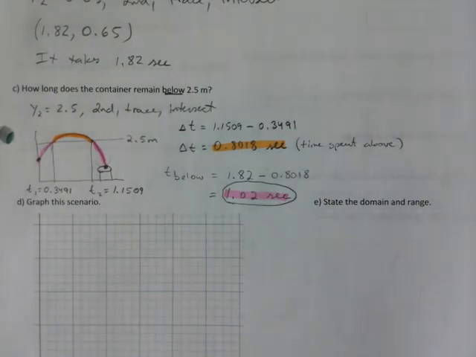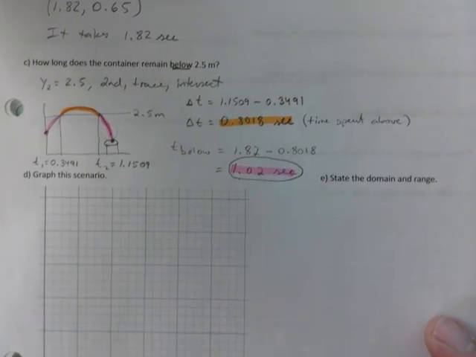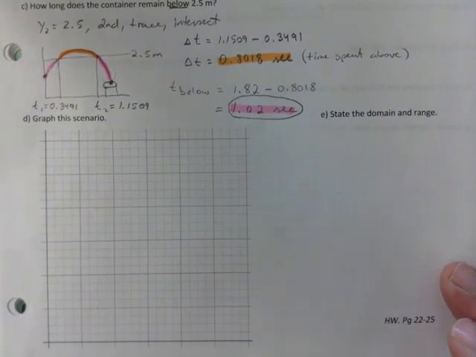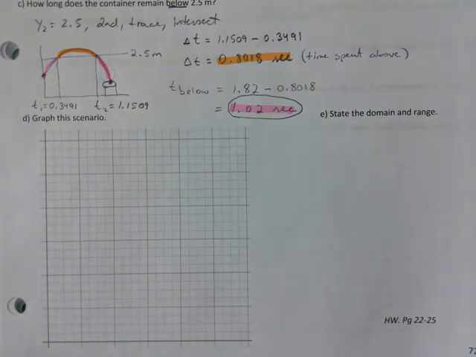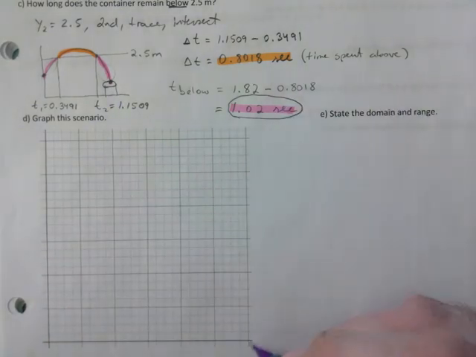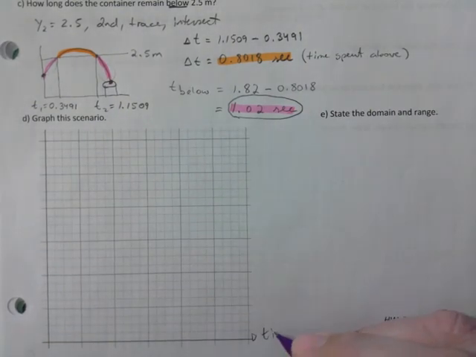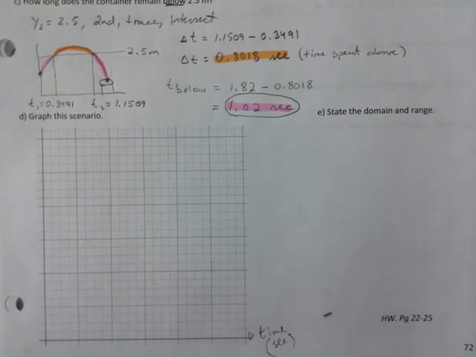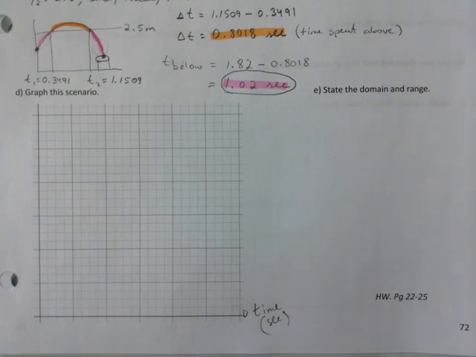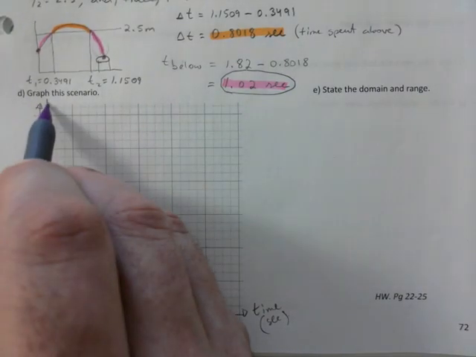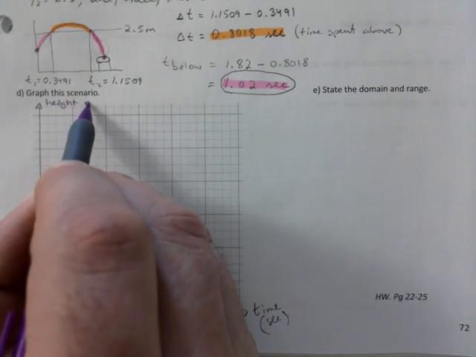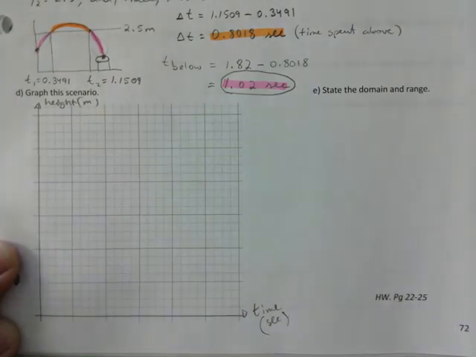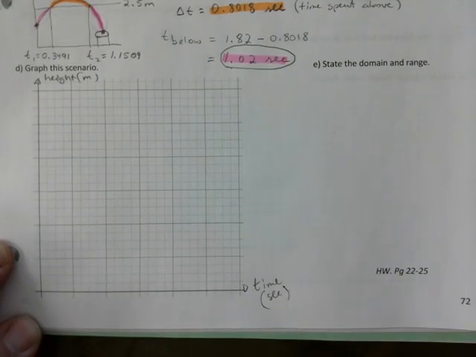Let's graph this, state the domain and range, and then I'll just ask you to try a few questions because I will quiz you on this tomorrow, because we need to make sure we know how to do these, right? So graph this scenario. Let's do our labeling: time in seconds, height in meters, right? Yeah, you have a grid, so the graph should be very nice here.